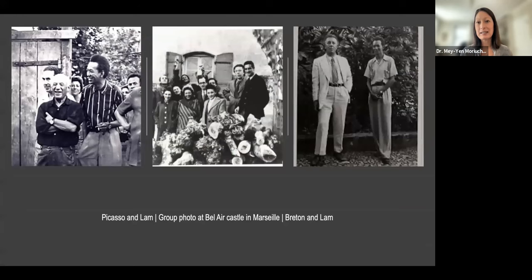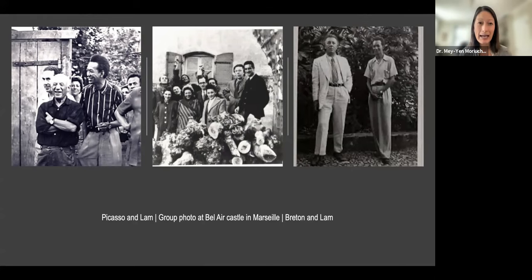And he eventually makes his way over to Paris. I should mention, he also fights in the Spanish Civil War and flees Spain to find refuge in Paris. And it's there that he develops friendships with Picasso and André Breton. So I'm showing you a few photographs to demonstrate their friendship, collegiality. On the left-hand side, of course, you see Picasso there with Lam. On the far right, you see a photograph of Breton and Lam. And in the center, a group of artists.